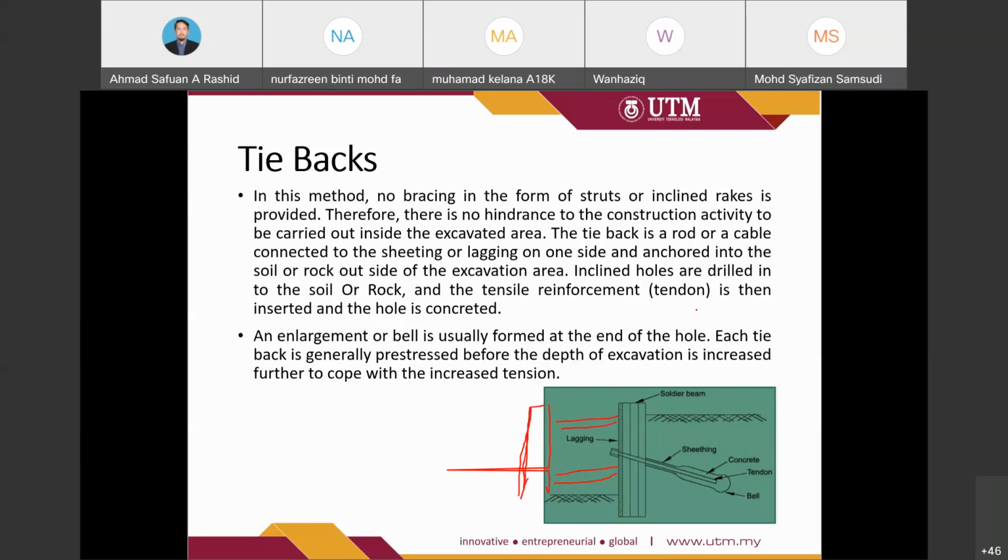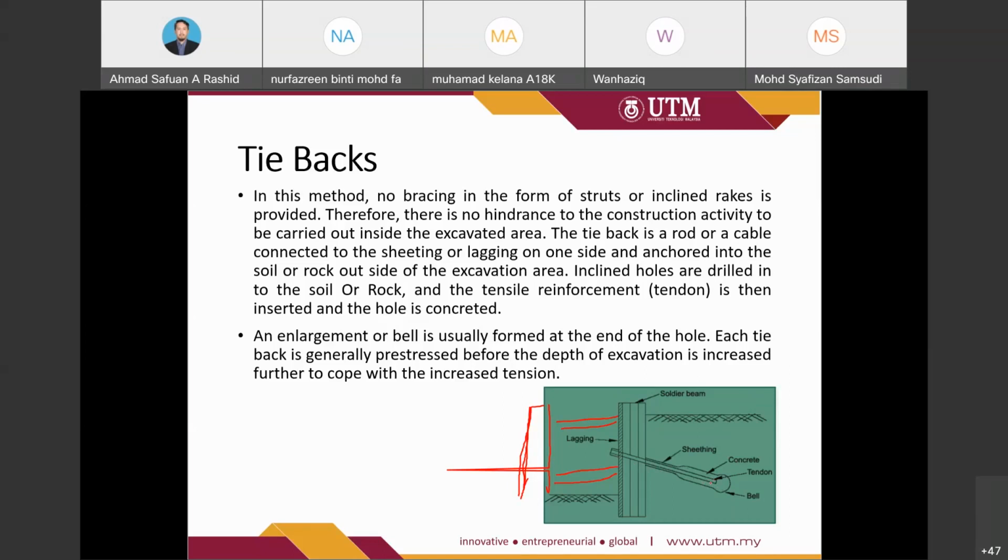The tie back is a rod or cable connected to the sheeting or lagging on one side and anchored into the rock or soil outside of the excavation area. Inclined holes are drilled in the soil or rock, then the tensile reinforced tendon is inserted and the hole is concreted. An enlargement or bell is usually formed at the end of the hole. Each tie back is generally prestressed before the depth of excavation is increased further, to cope with the increased tension. Then they use concrete.